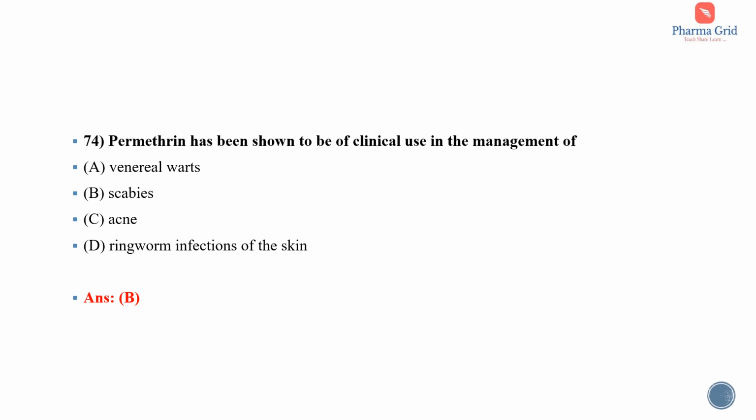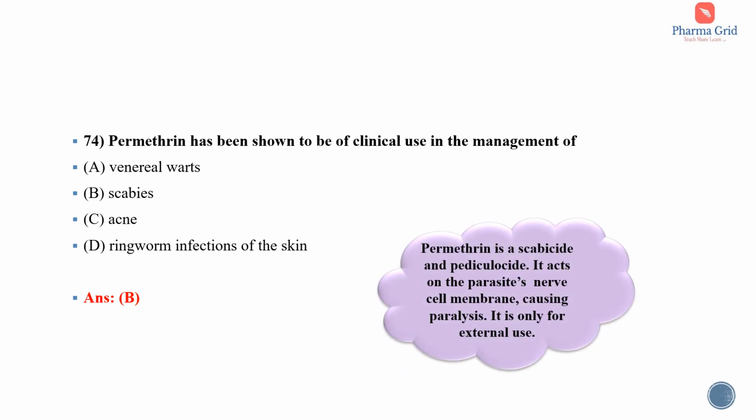Permethrin is a drug of choice for scabies. Permethrin is a scabicide and pediculocide. It acts on the parasite's nerve cell membrane causing paralysis. It is only for external use.